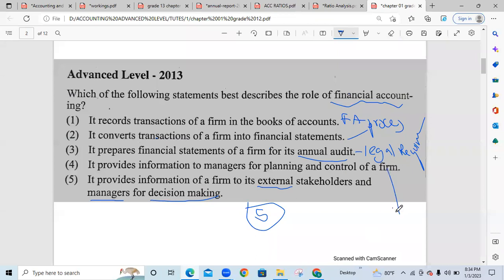Guys, last one. Management accounting output, planning and control. It's the process. How did the fifth answer come? Because in financial accounting, you provide information to external stakeholders, but internal also can use. Managers are internal, for decision making, because you don't have another answer which is more appropriate than this. So that's why we selected the fifth one. And the fifth one is not wrong. Because financial accounting, you provide both internal and external. The main purpose is for external, but both can use it. That's why the fifth one is correct.